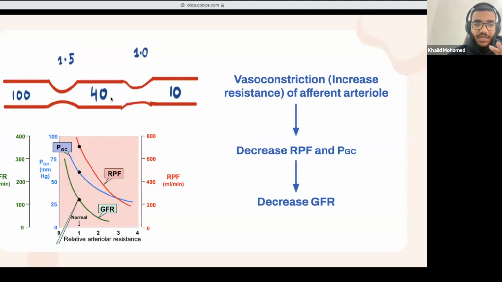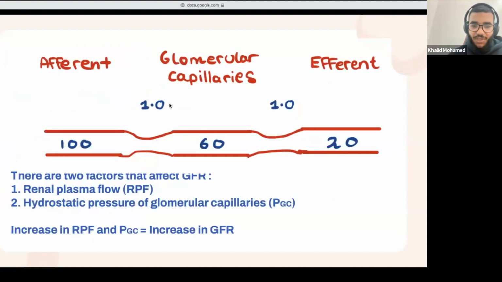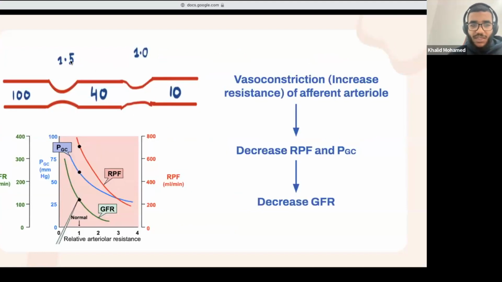That's the first. And then also, because less blood is going inside, the pressure in the glomerular capillary will be lower than normal. Okay, so here it was 60 when the resistance was 1. And when we increase the resistance, which is basically vasoconstricting, we decrease the glomerular pressure over here. Okay, so this is a way the body controls the GFR: by constricting the afferent arteriole and keeping the efferent arteriole as it is.